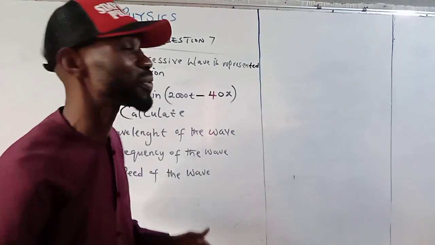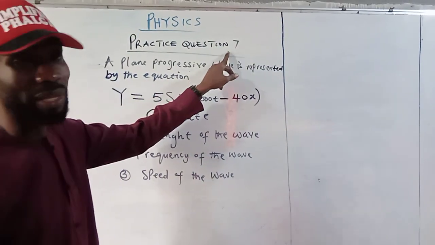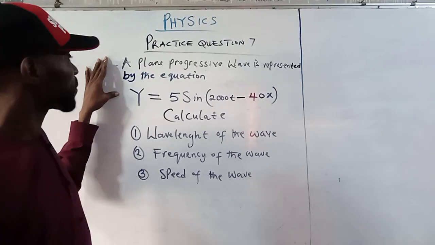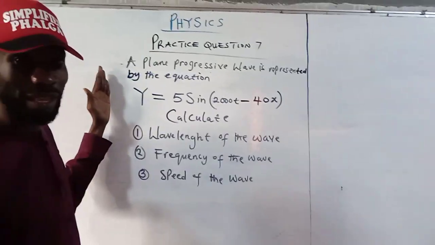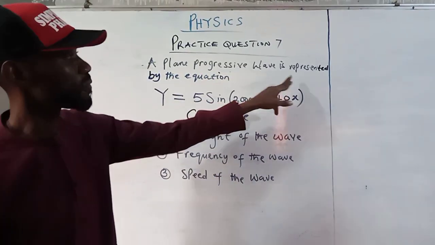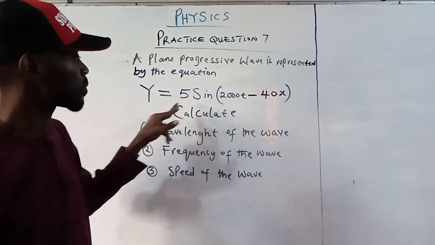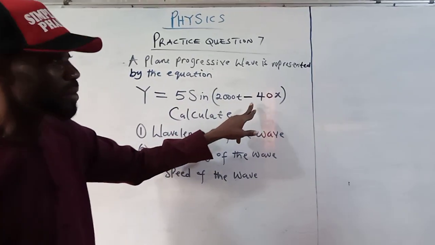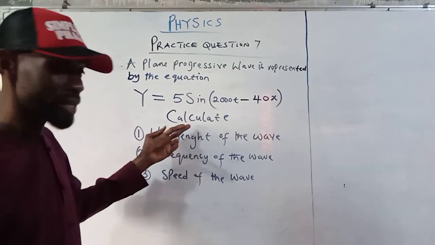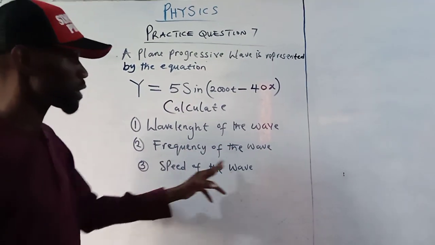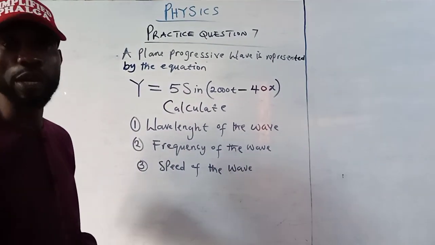Today we are going to briefly take a look at practice question number 7, a problem in physics. Now on that way we have a challenging problem that is simple to tackle. The plane progressive wave is represented by the equation y equals 5 sine (2000t minus 40x). They said we should calculate: 1, the wavelength of the wave; 2, the frequency of the wave; and 3, the speed of the wave.